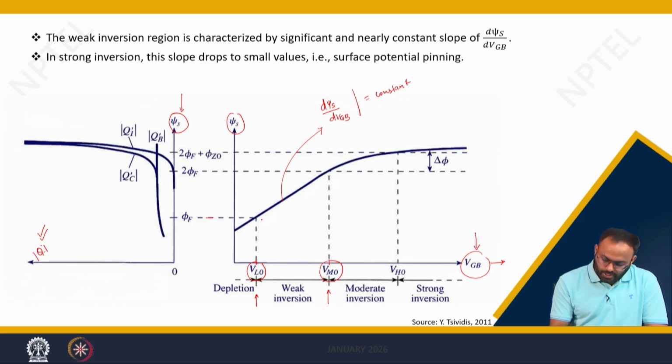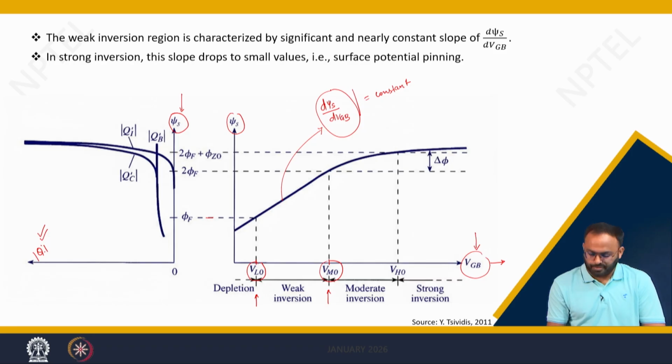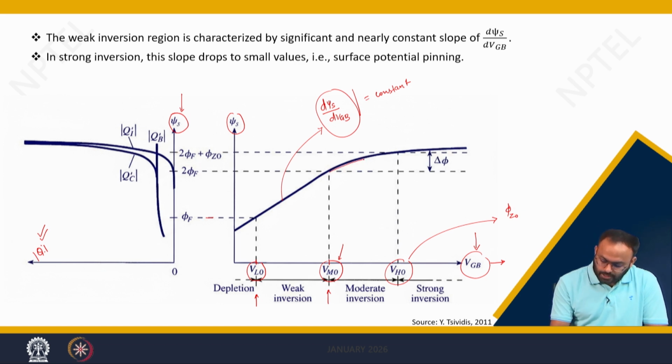So, the weak inversion can be defined by the slope of surface potential versus VGB graph. After VMO point, what will happen? The strong inversion takes place, but we cannot fix the value of VH0. What I just mentioned, that it depends upon phi z0 value, but the surface potential pinning starts. The surface potential will just get to a fixed value.